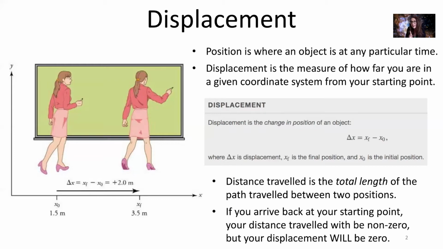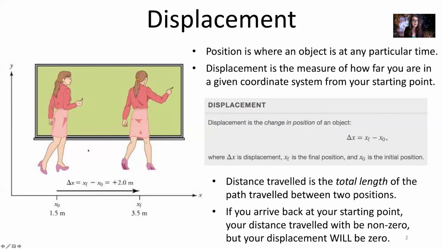But your displacement, remember, is your final position minus your initial position. So if you end up back at the same point where you started, x final minus x initial will be 0. Your displacement will have been 0 because you ended up where you started. But your total distance traveled would still be non-zero. It would be that total length around your path.